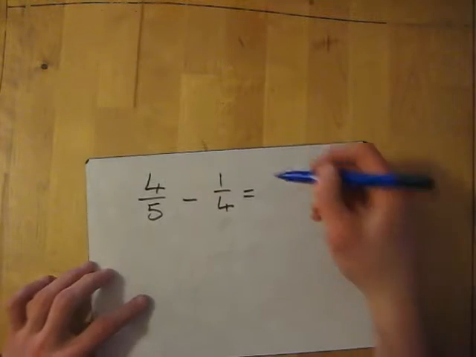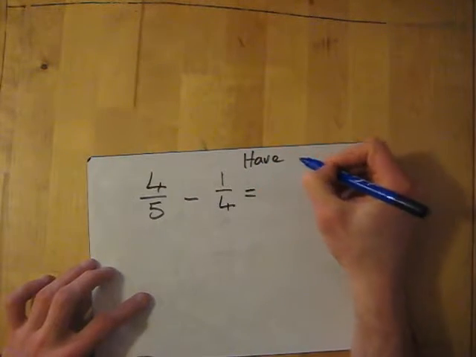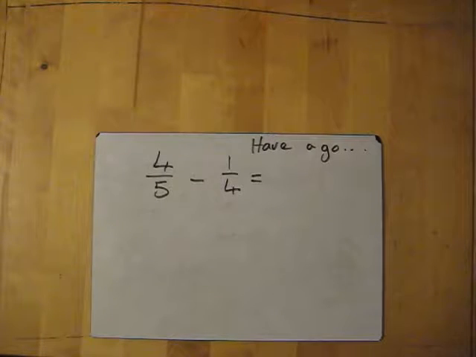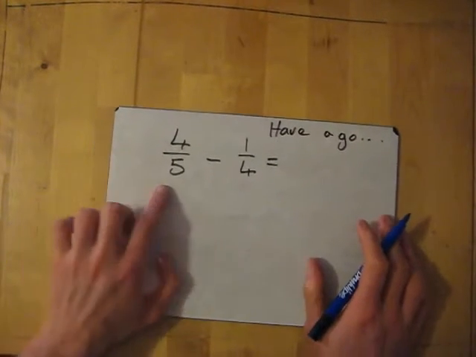Let's do one more. This is one for you to have a go at. So if you want to pause, and I'll go through the answer in 3 seconds. In 3, 2, 1. So, common denominator between 5 and 4.